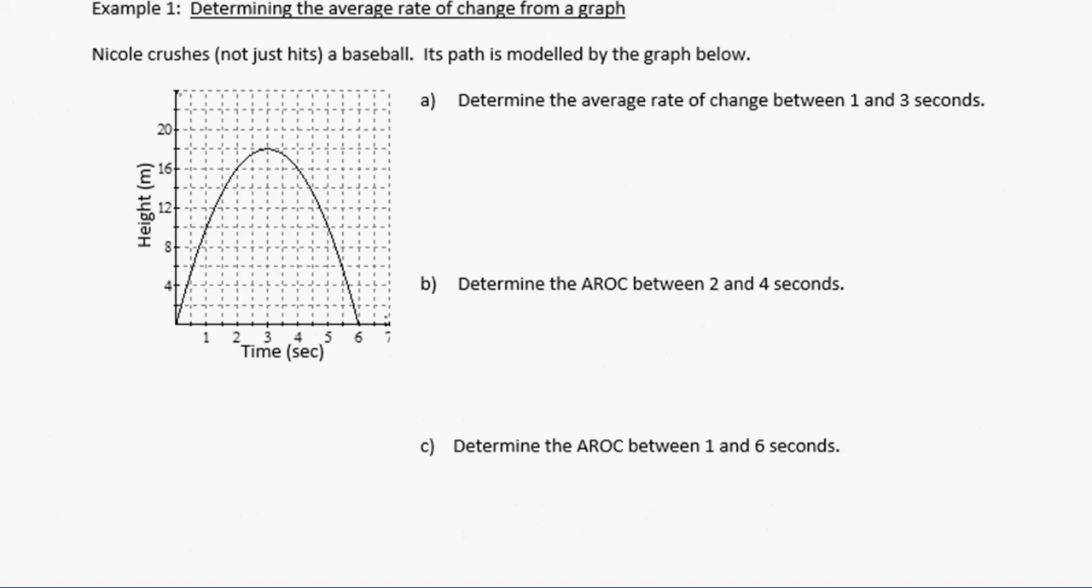All right, here we go. First example, I'm going to go from a graph, and I'm going to get my average rate of change. So Nicole crushes a baseball. Its path is modeled by the graph below.